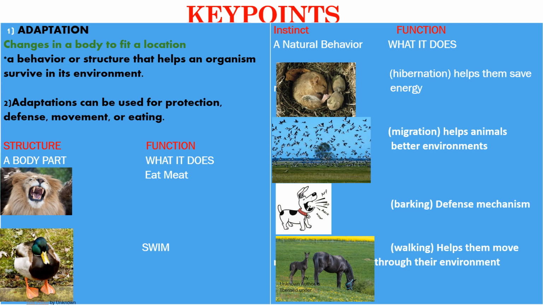Another natural behavior will be barking. Barking is a defense mechanism that helps the animal threaten other animals. Another instinct is animals walking. It helps them move throughout their environment a lot easier.